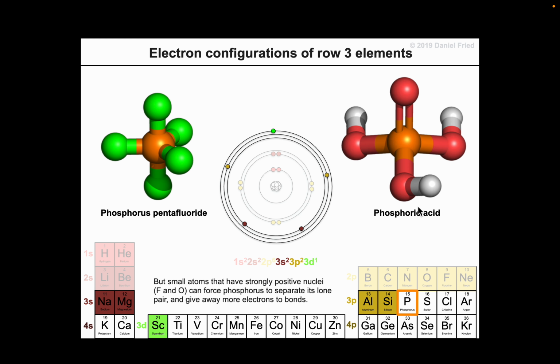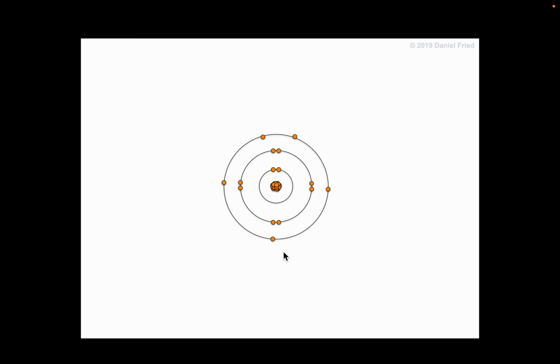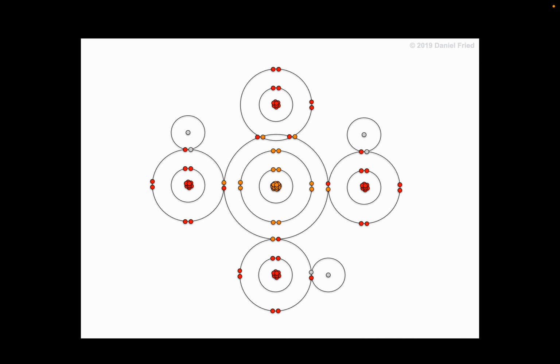Phosphoric acid. Oh yeah, you use phosphoric acid. This is the simplified version, not very detailed. So here are the electrons, and now here is phosphoric acid. We have this double bond right over here.